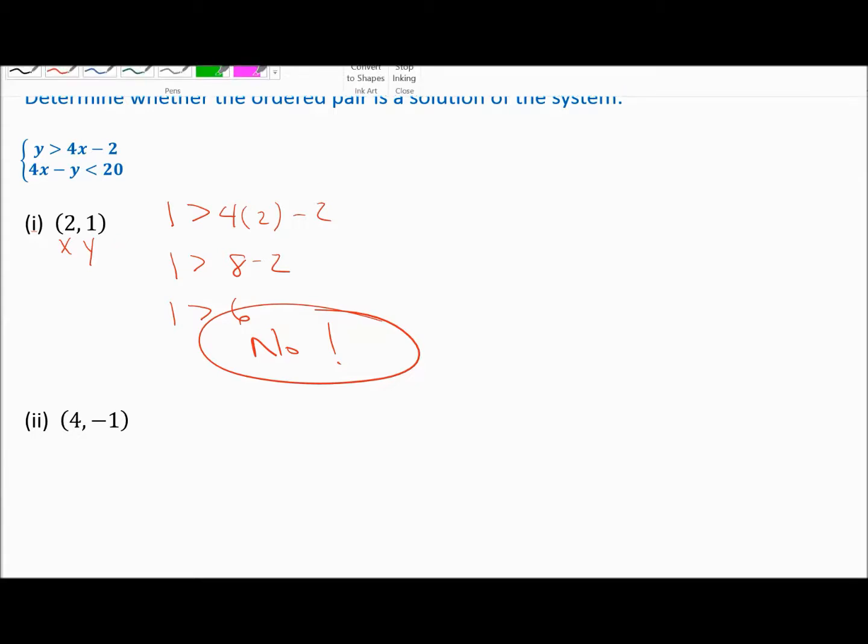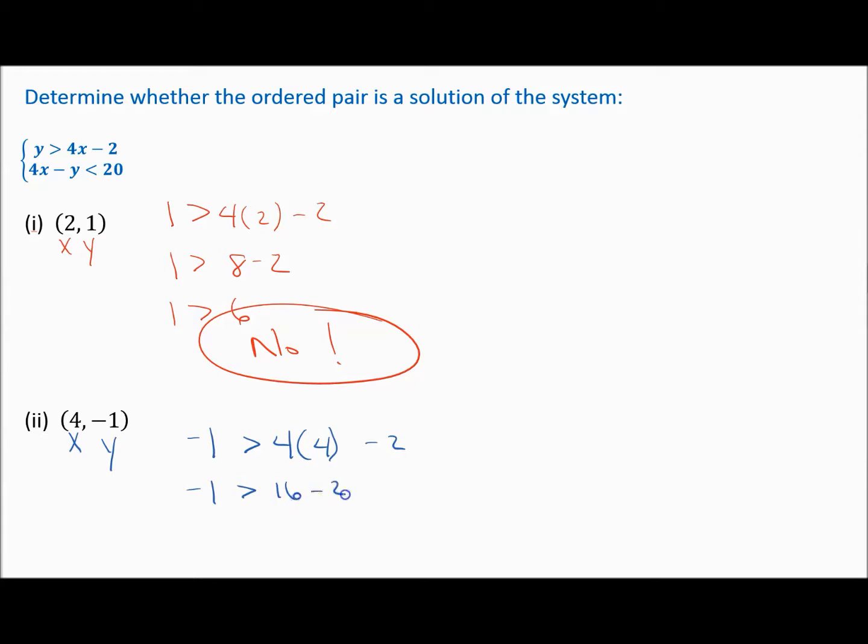So let's check the second problem. Oh, no, it's not. I'm sorry. It's a completely different ordered pair. It's the same problem, though. So 4, negative 1. In this case, our x is 4, our y is negative 1. So in the first inequality, I have y, which is negative 1, greater than 4 times x, which is 4, minus 2. Is negative 1 greater than 16 minus 2? And we know 16 minus 2 is 14. Is negative 1 greater than 14? No, that's not a solution either.